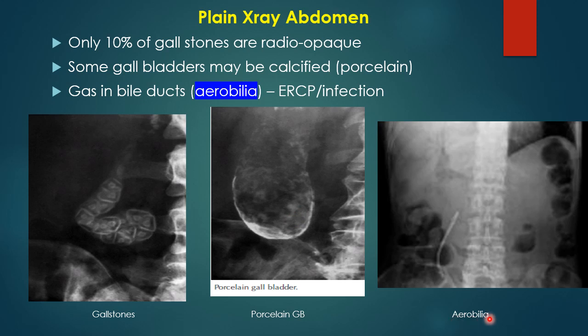The third condition that is useful by doing a plain X-ray is the finding of gas or air in the biliary tree, and this is known as aerobilia. Once you find aerobilia, then it is something abnormal. In the past, it used to be due to severe Clostridium infection causing severe cholangitis. But these days, these infections have become less common, and more commonly it is due to manipulation due to ERCP. So these are the three situations in which the plain X-ray of the abdomen may be useful.